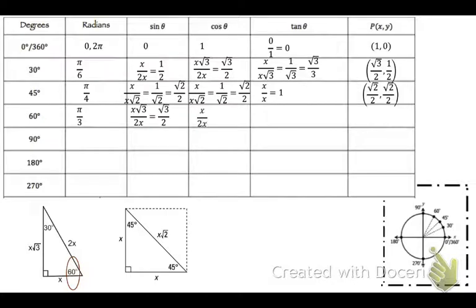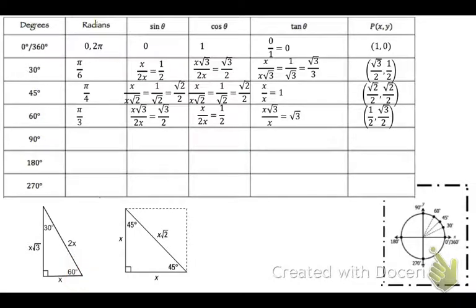Cosine is adjacent over hypotenuse, so x over 2x. X's cancel, that's 1/2. Tangent is opposite over adjacent, so that's x square root of 3 over x, which equals the square root of 3. So that point right there is 1/2, comma, the square root of 3 over 2.